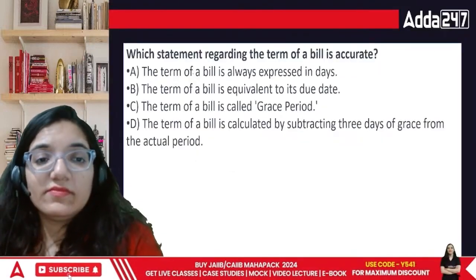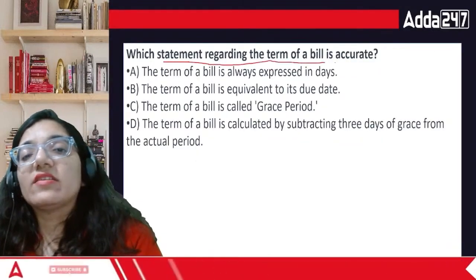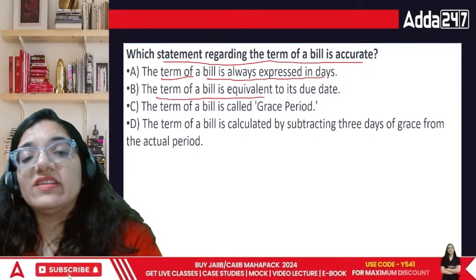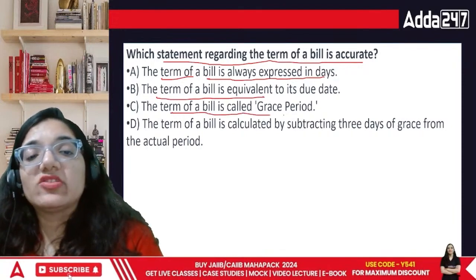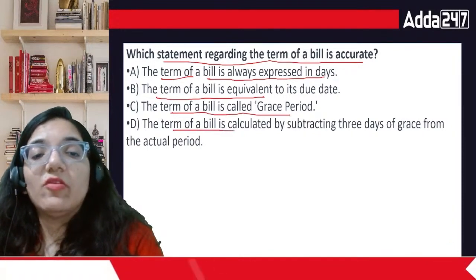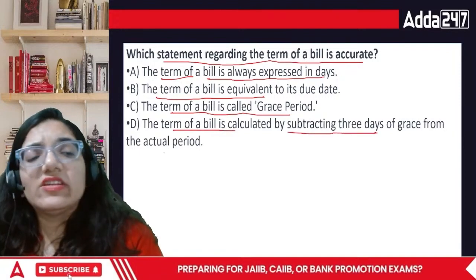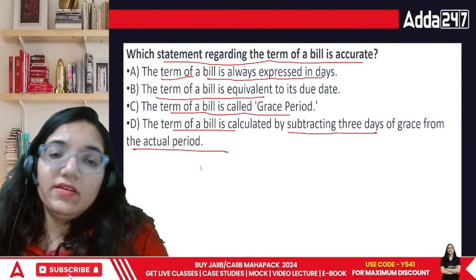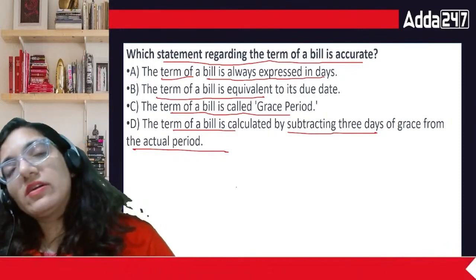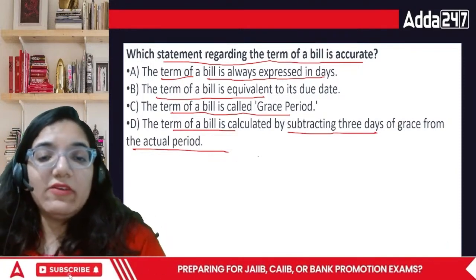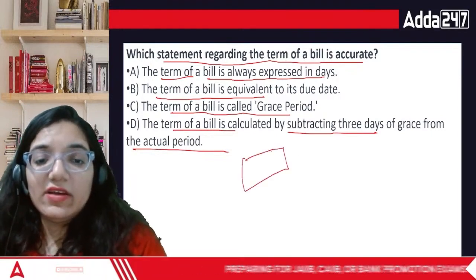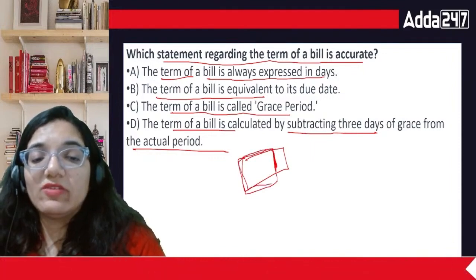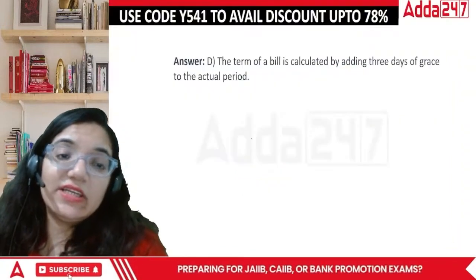Which statement regarding the term of a bill is accurate? The term of a bill is always expressed in days. The term of a bill is equivalent to its date. The term of a bill is called grace period. The term of a bill is calculated by subtracting 3 days of grace from the actual period. The answer is whatever the time period is. So 3 days are for grace, and this was the actual time tenure for which this bill was issued. So the answer is actually D, everyone.